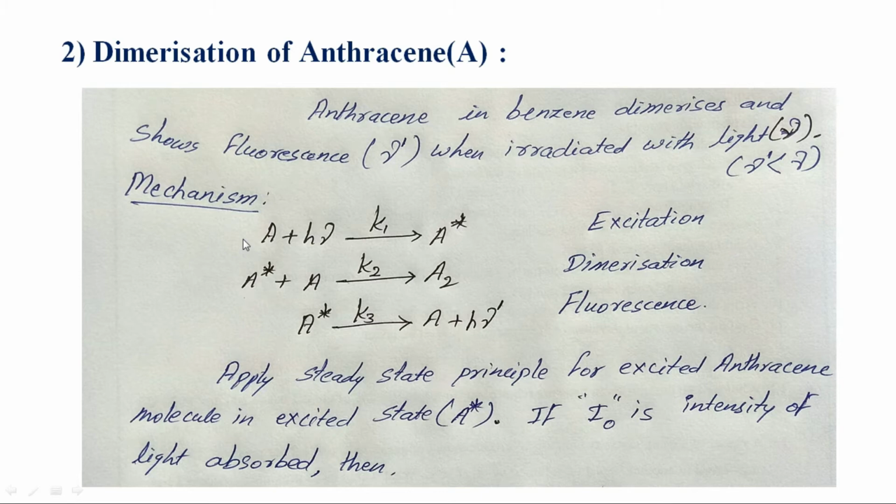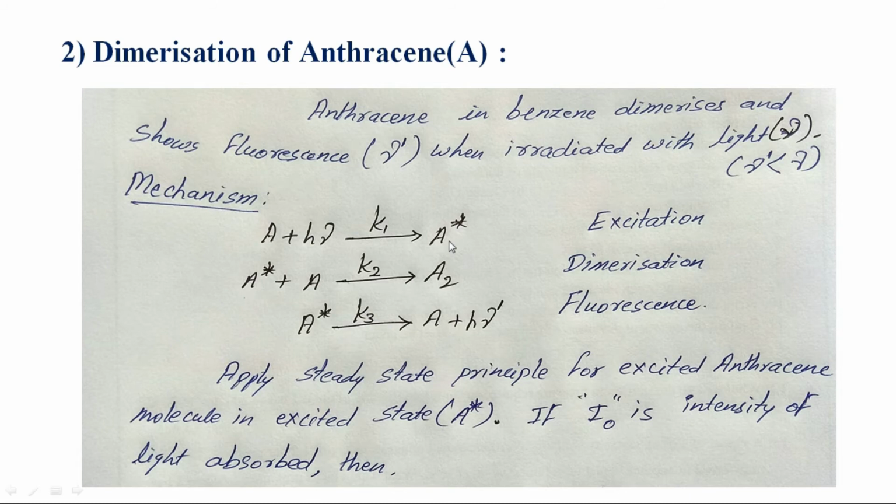In the first step there is excitation, where an anthracene molecule absorbs light of energy hν and gets excited, that is A*. Let me consider K1 as the rate constant in the first step. Later on, this excited anthracene molecule collides with a neutral anthracene molecule and undergoes dimerization and forms a dimer molecule A2. Let me consider K2 as its rate constant.